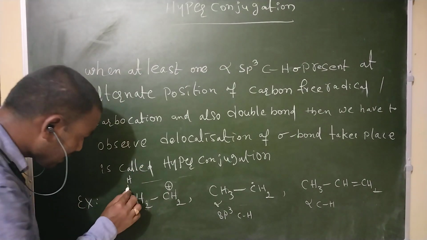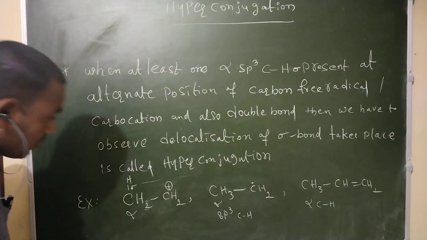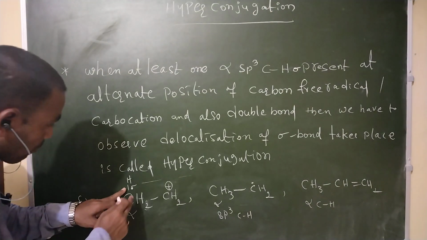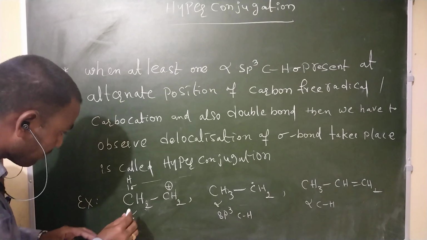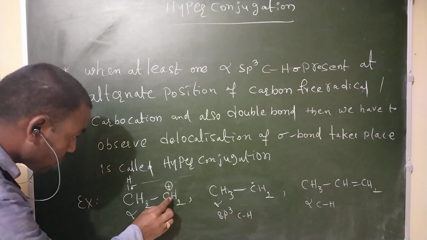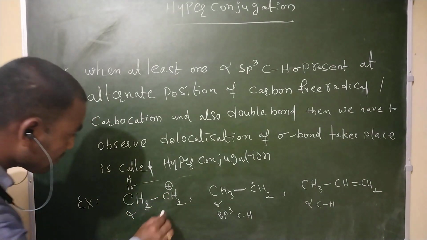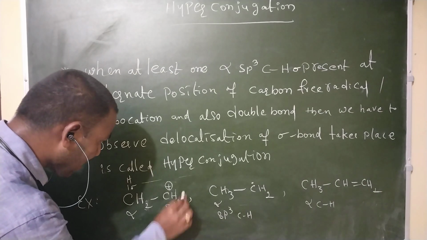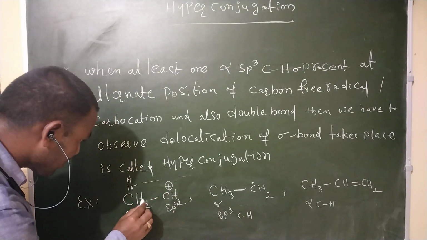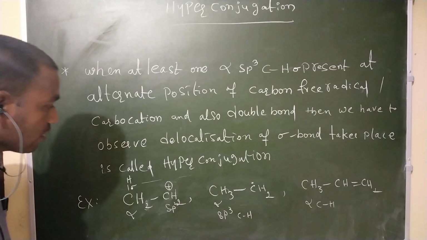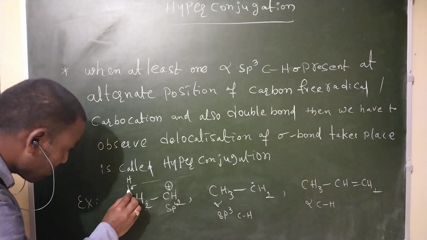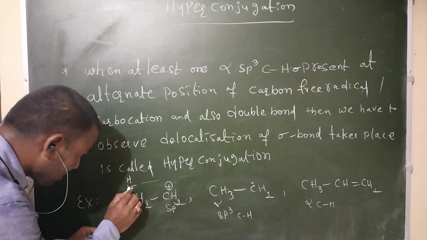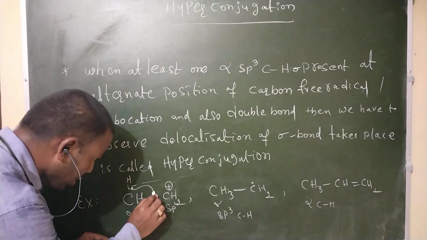See here now, this is a sigma bond. This is a sigma bond. The sigma bond is present at alternate position of the carbocation. Fine. This is the sp2 carbon. It is a planar structure. It is unstable compared to this carbon. The sigma bond delocalization takes place to here.